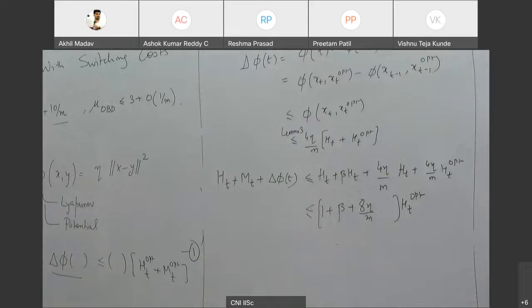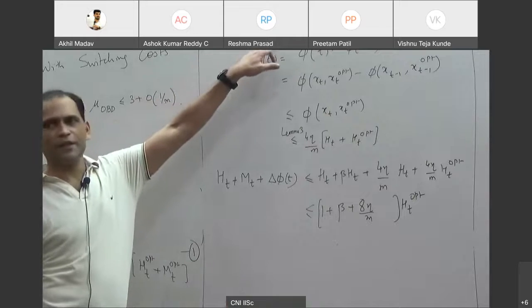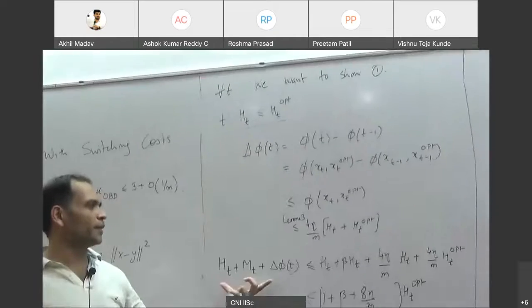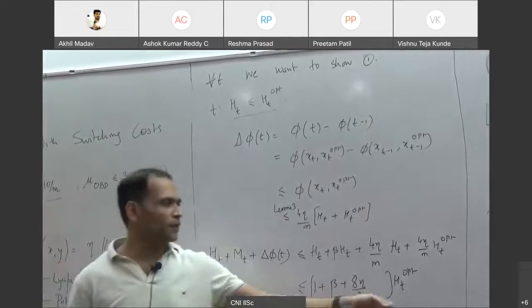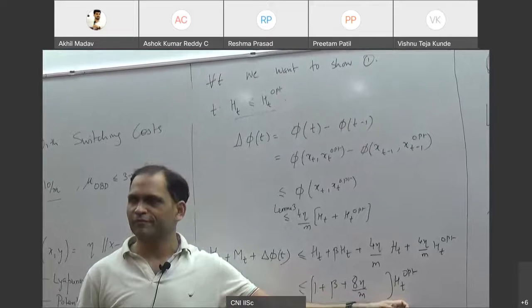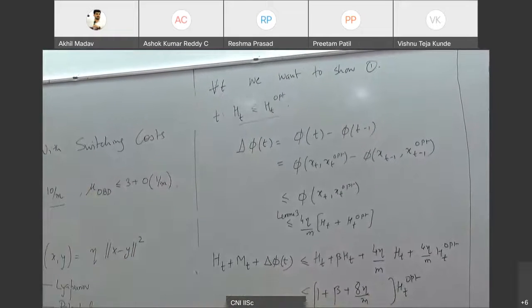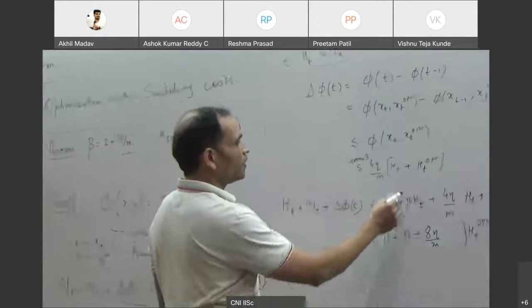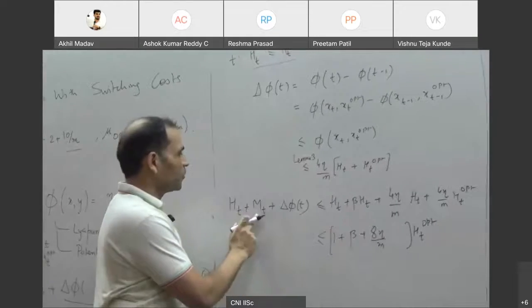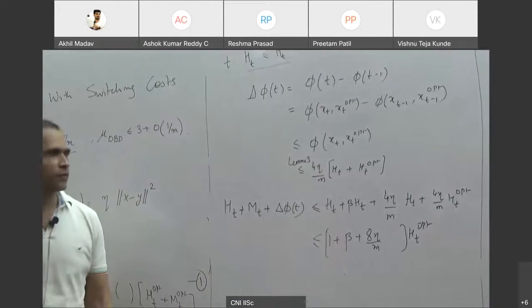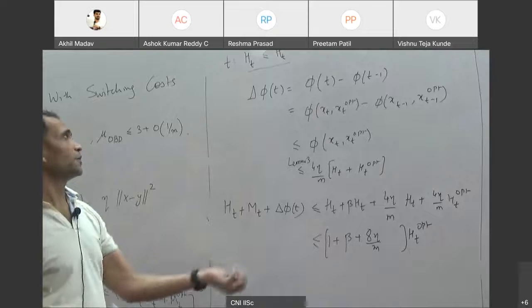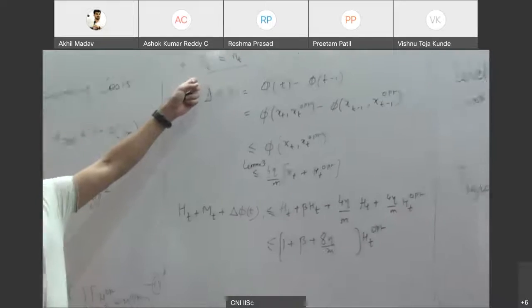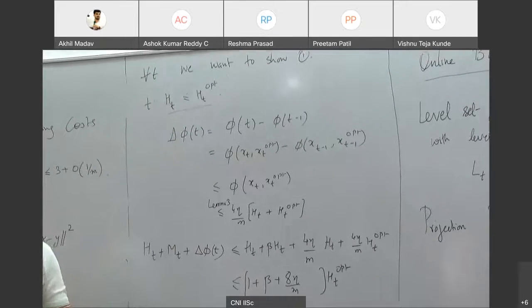Very good. What have we done so far? Nothing much. For the simpler case, when the hitting cost was smaller than the hitting cost of OPT, we are able to write this running condition only as a function of HT. We only exploited one fact: that functions are strongly convex and the algorithm maintains some relationship between HT and MT. Now comes the hard part where we actually have to use some non-trivial facts. So HT greater than HT of OPT.